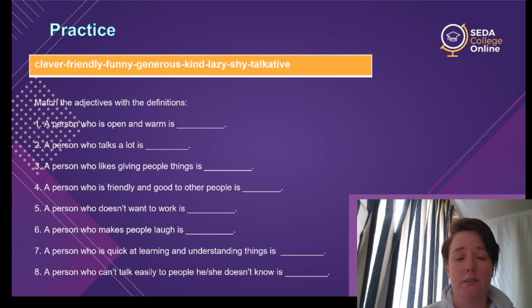A person who talks a lot is. A person who likes giving people things is. A person who is friendly and good to other people is. A person who doesn't want to work is. A person who makes people laugh, ha ha ha, is. A person who is quick at learning and understanding things is. A person who can't talk easily to people he or she doesn't know is.